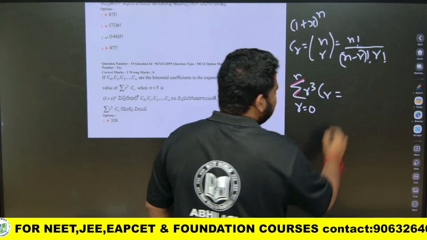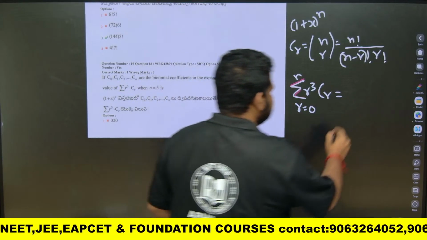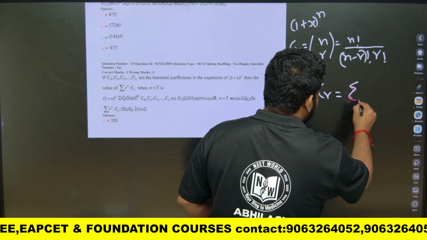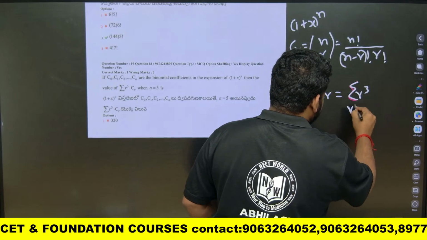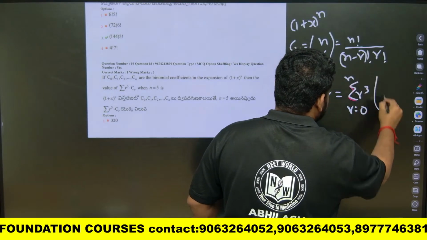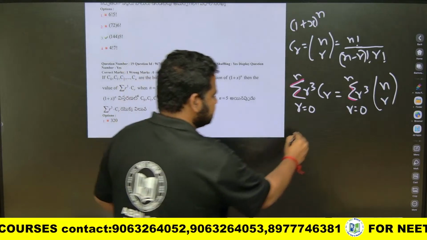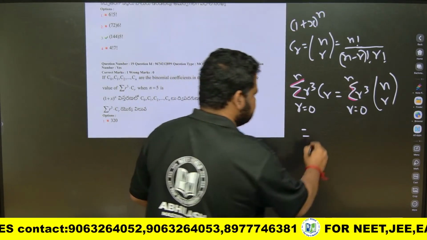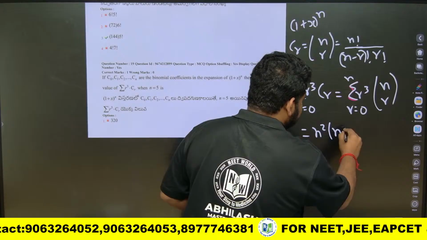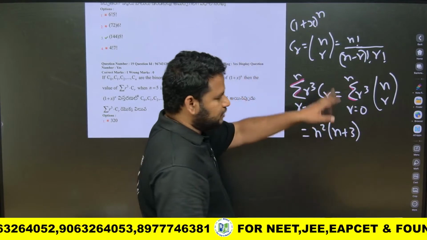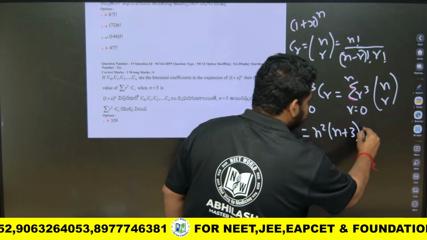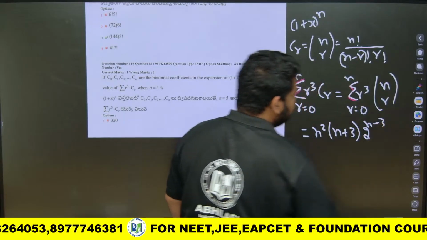That is nothing but equal to the summation of r^3 nCr, r running from 0 to n. By our formula, this gives us n^2 (n + 3) 2^(n-3).